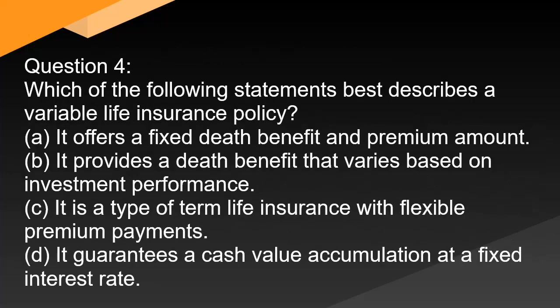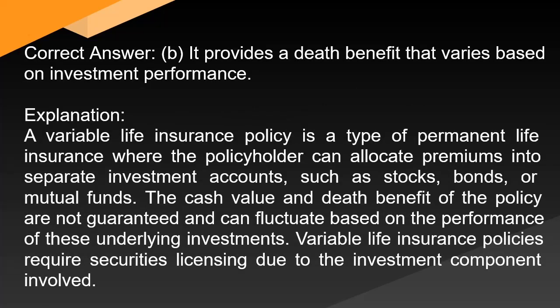Question 4. Which of the following statements best describes a variable life insurance policy? Correct answer. B. It provides a death benefit that varies based on investment performance. Explanation. A variable life insurance policy is a type of permanent life insurance where the policyholder can allocate premiums into separate investment accounts, such as stocks, bonds, or mutual funds.